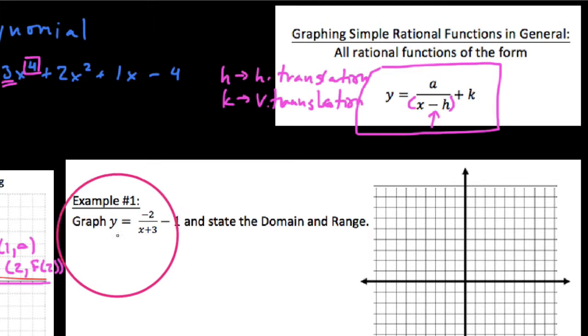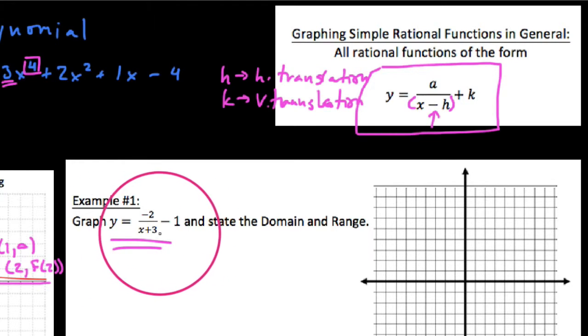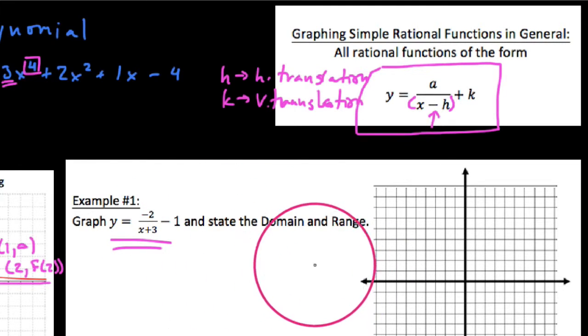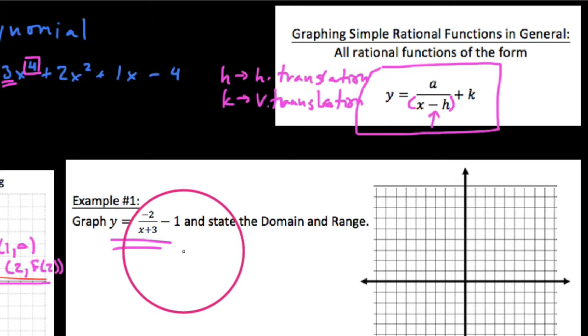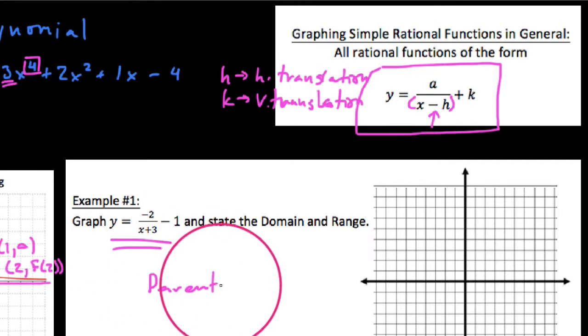So what we're going to do is get into graphing functions of this form here: y equals -2 over x plus 3, minus 1. This is our rational function. And instead of having to make a table every time and plugging in so many values, we're going to say, you know what? I'm going to graph its parent function first.